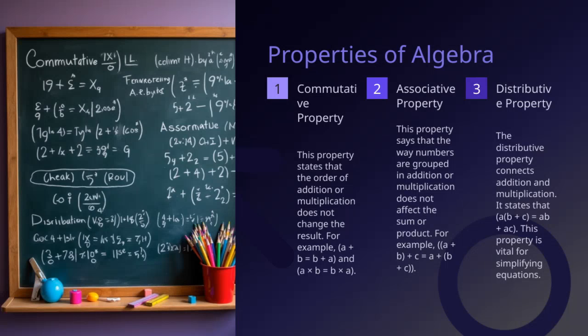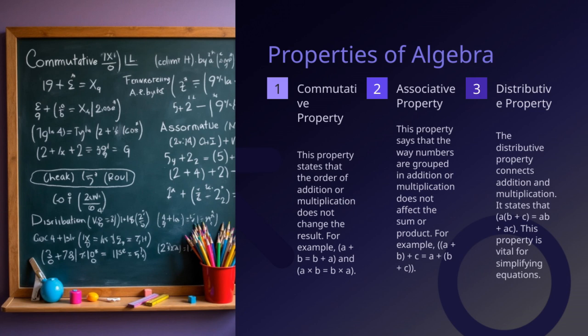Now, let's take a closer look at the distributive property. This property explains how addition and multiplication are connected. It states that a times the sum of b and c is the same as a times b plus a times c. In other words, a times (b plus c) equals a times b plus a times c. This is really important because it helps us simplify complex equations more easily.